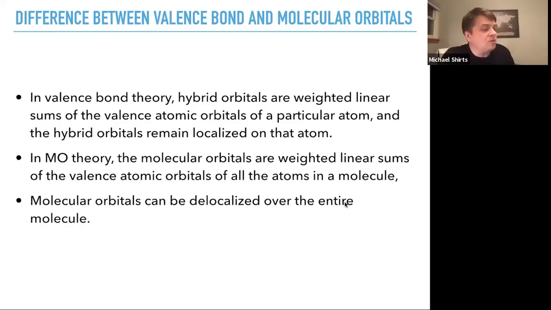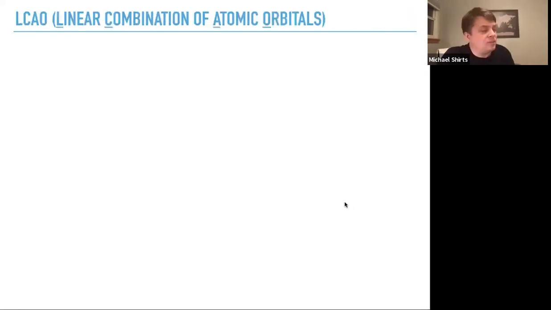So the molecular orbitals can be delocalized over the entire molecule. You take atomic orbitals, you combine them, and you create orbitals that are spread throughout the molecule. LCAO is the way this is described, a linear combination of atomic orbitals, but they're combined in a different way. So remember wave functions? This is where it becomes important.